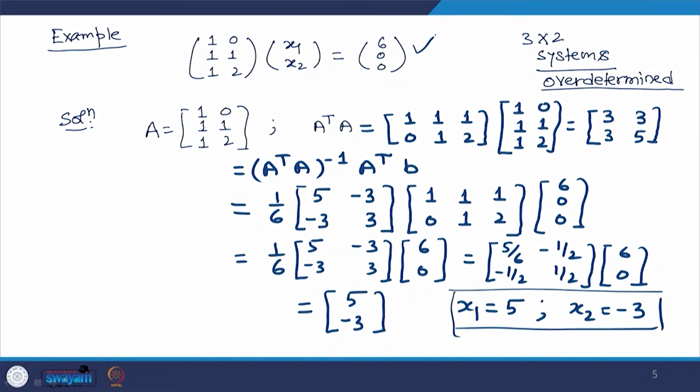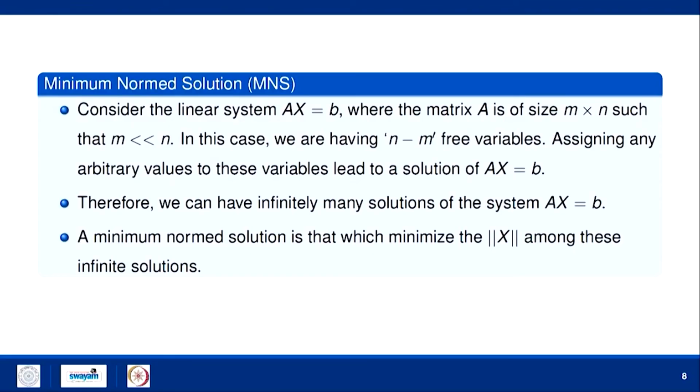Now, let us discuss the other case, that is the underdetermined one. So, consider the linear system Ax equals b, where the matrix A is of size m by n such that m is much less than n. For example, you have only 10 equations and more than 10 variables, like 15, 20 or let us say 1000 variables. In this case, we have n minus m free variables. Assigning any arbitrary values to these free variables leads to a solution of Ax equals b. These n minus m variables can be assigned arbitrary values in infinite ways. Hence, this Ax equals b will have infinitely many solutions.